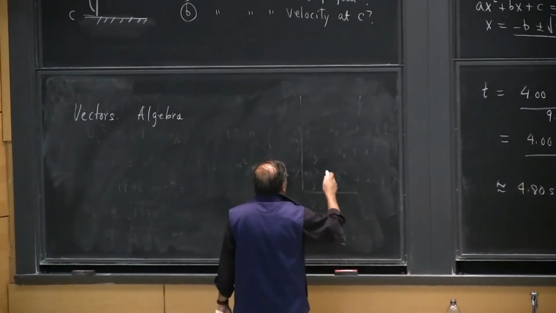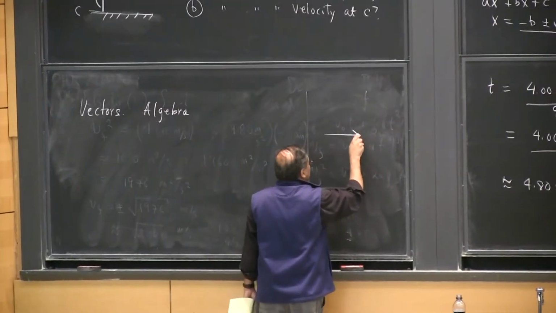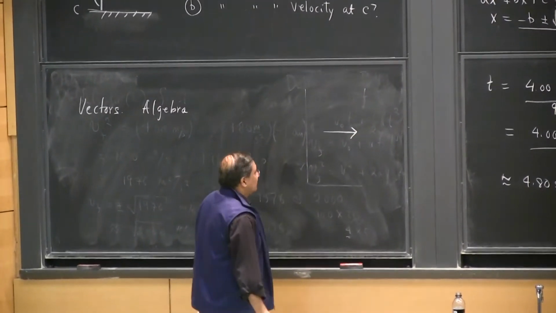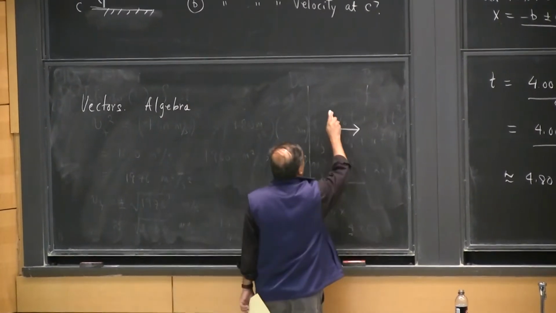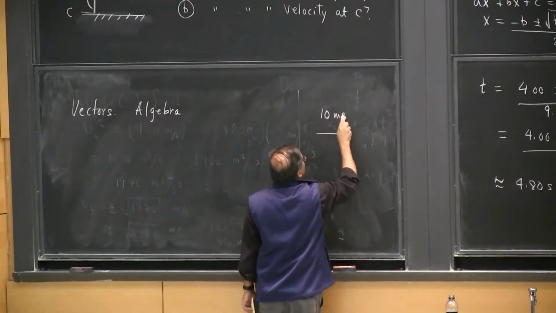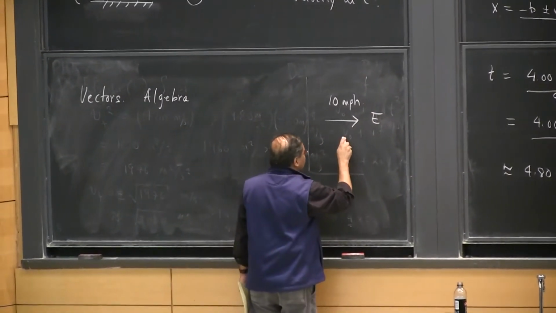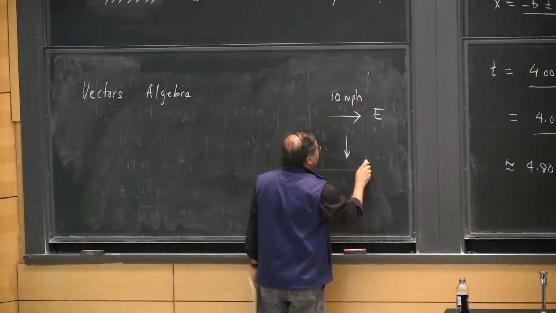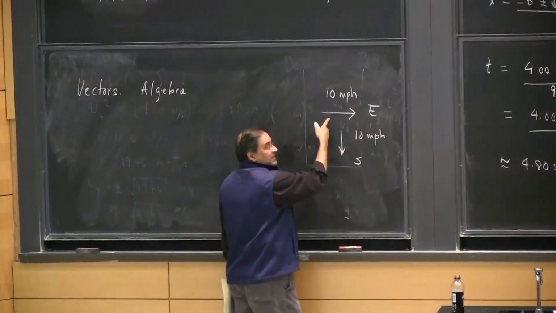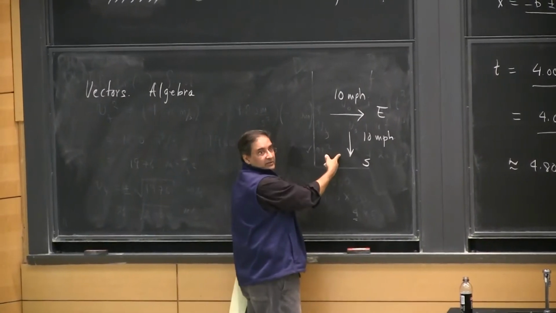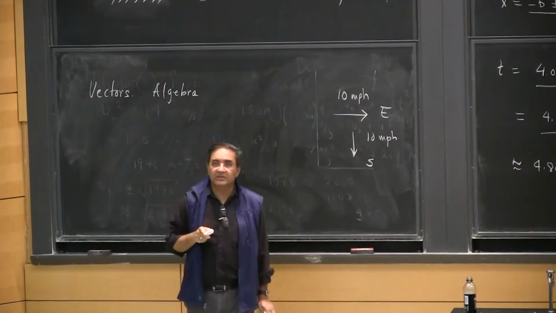For example, I may be moving at 10 miles per hour eastward. That's a vector. So 10 miles per hour, and this is due east. But then I might be moving at 10 miles per hour due south. The point is, this vector is not the same as that vector. Their magnitudes are the same, but the direction has changed.